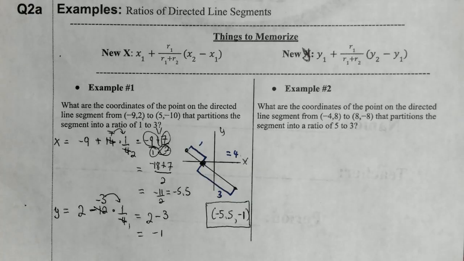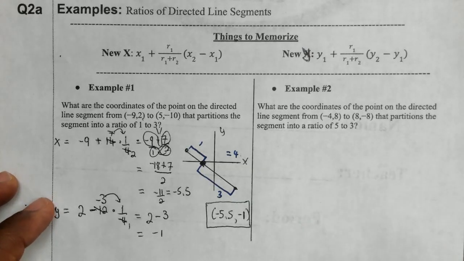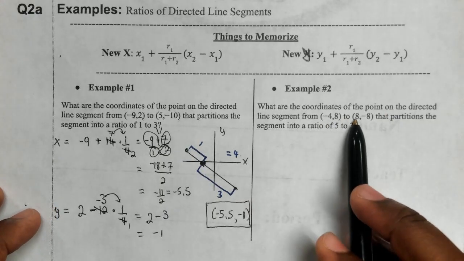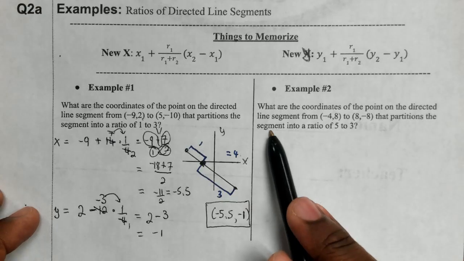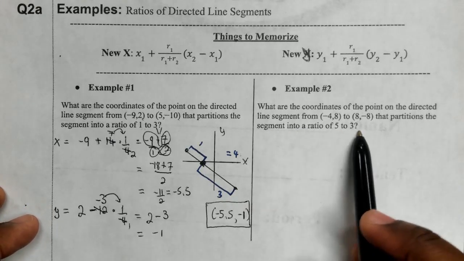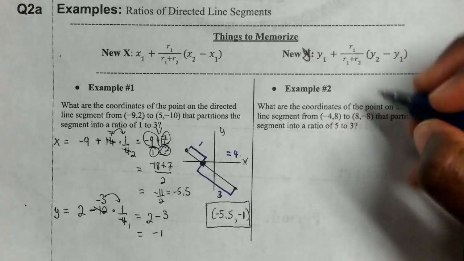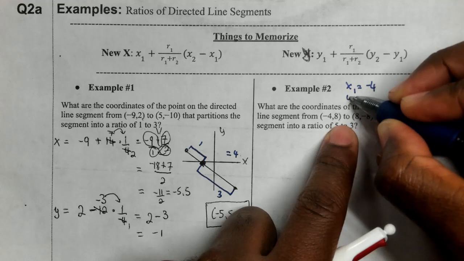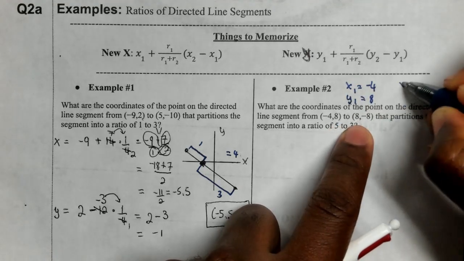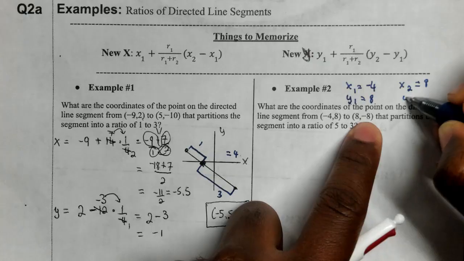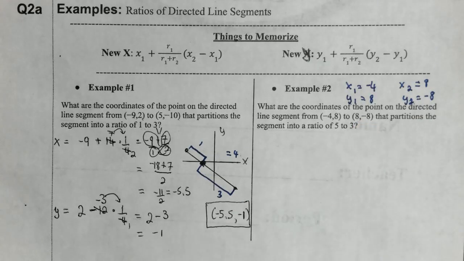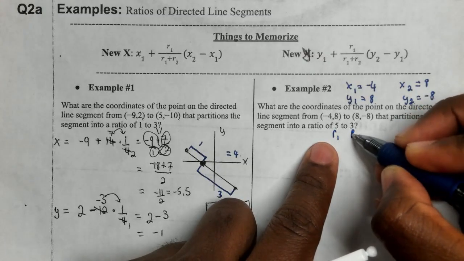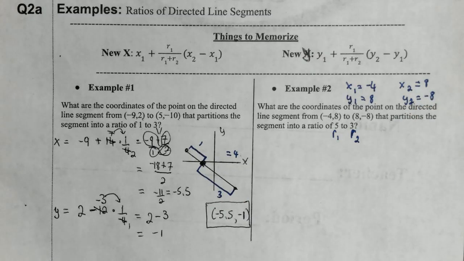Or you can use the formula. I don't really like to use the formula, but you can always use it. So when you're using the formula, it says what's the coordinate of the point of the directed line segment from (-4, 8) to (8, -8), that partitions the segment into a ratio of 5 to 3. You can label what the things are. Your x1 would be -4. Your y1 would be 8. Your x2 would be 8, and your y2 would be -8. Then your ratios, or your r's, this would be your first ratio, this would be your second ratio. So all you have to do is substitute the values.